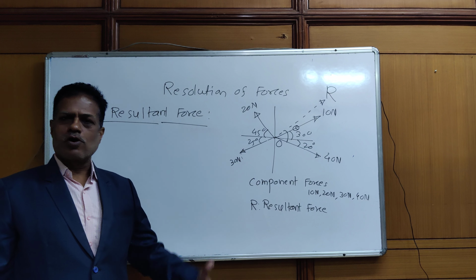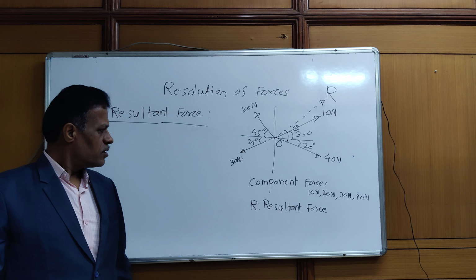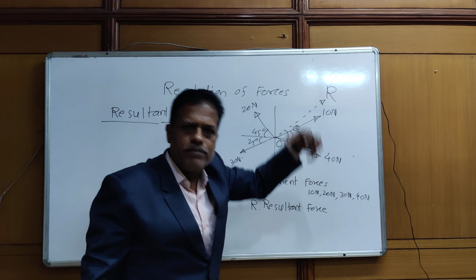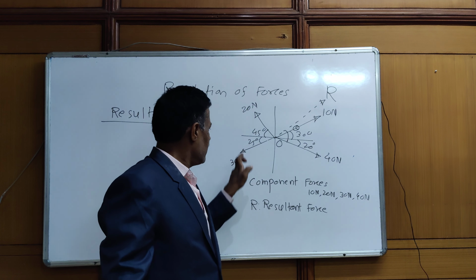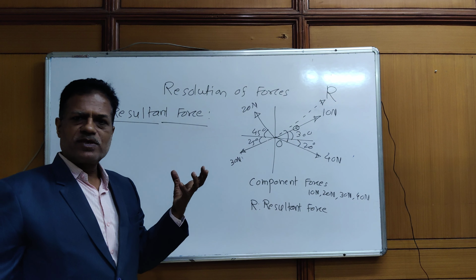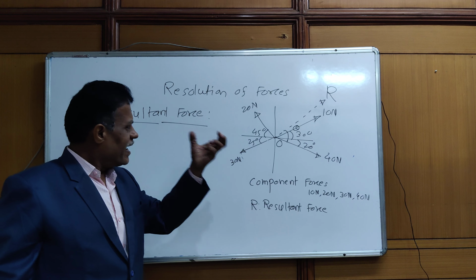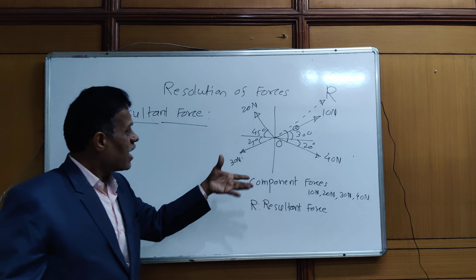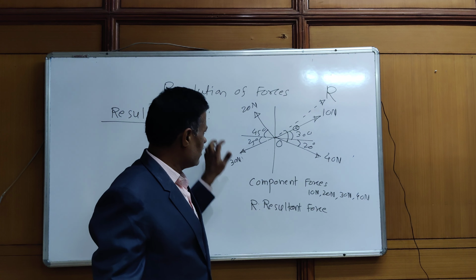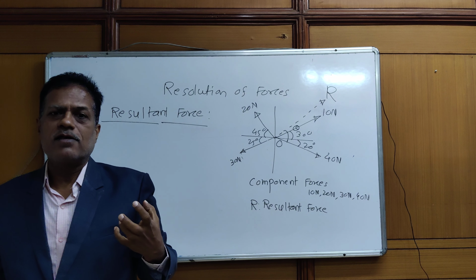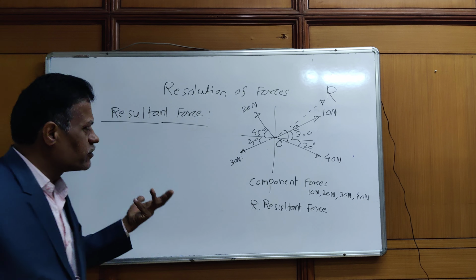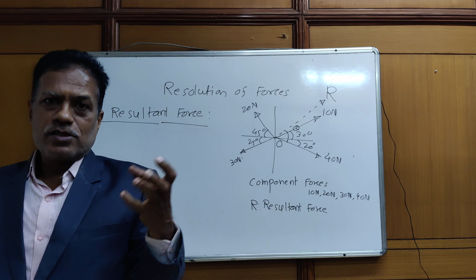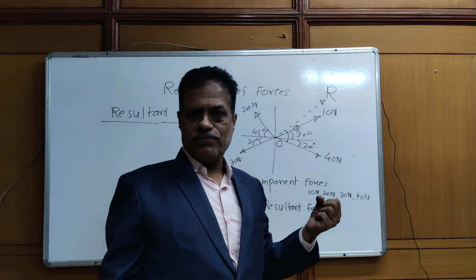So resolution is just the reverse procedure of finding out the resultant force. In another way, resultant R can be split up into four forces 10, 20, 30, 40 Newton. These individual forces are the component forces. So 10, 20, 30, 40 can be combined to get a single resultant, or vice versa. What is resolution? A single force R can be resolved into four forces 10, 20, 30, 40 Newton, provided that the effect produced by this single force is equivalent to the effect produced by the individual component forces. So this is resolution.